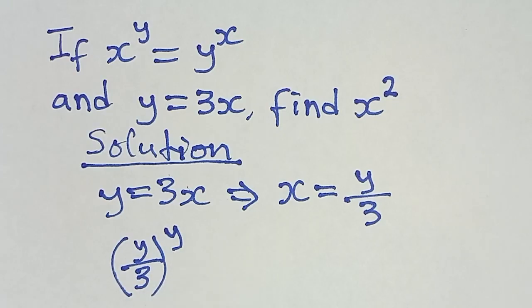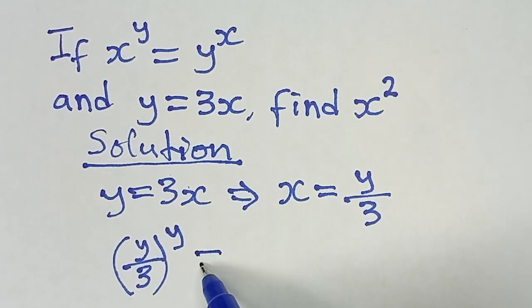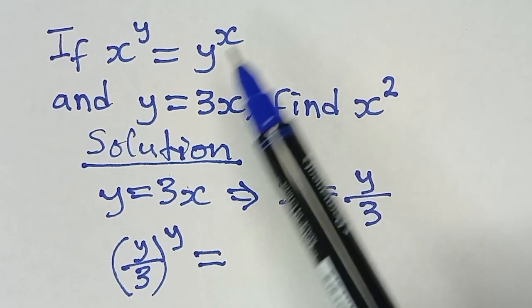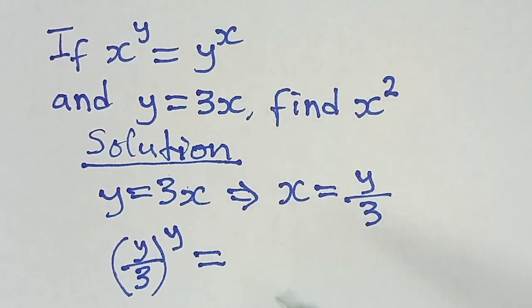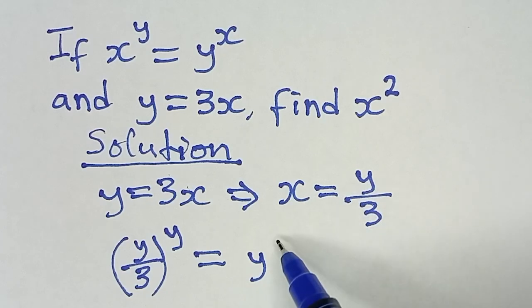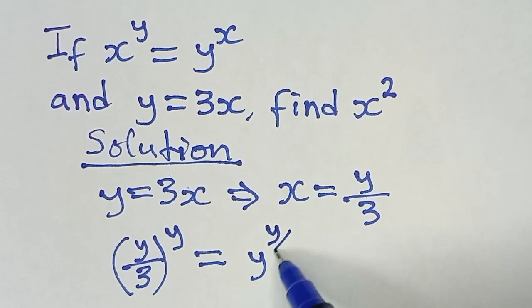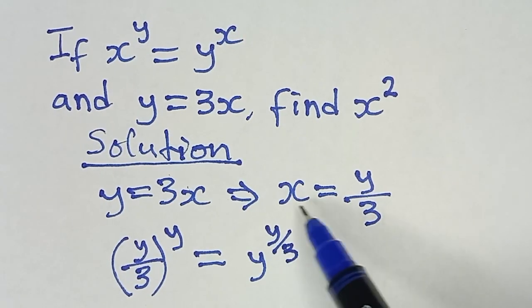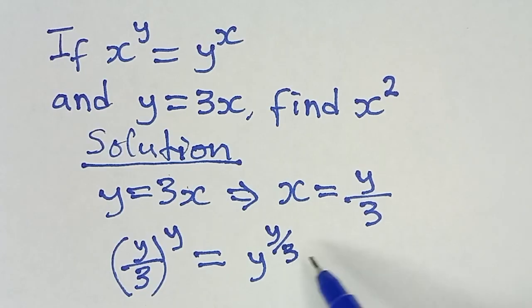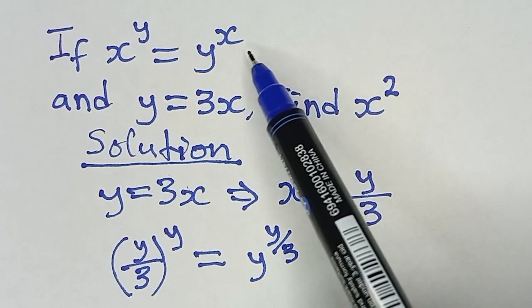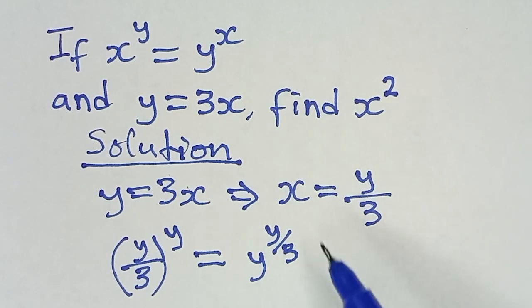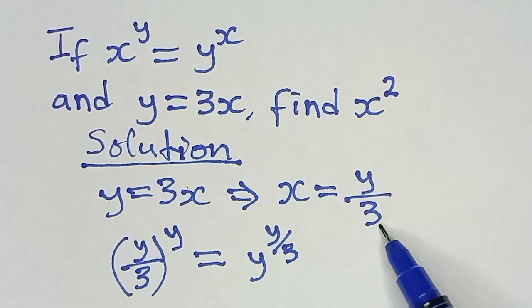And then this is equal to y to the power x. So I'm going to write y, then to the power x. But x is y over 3. So to the power y over 3. That's the value of x, which is y over 3. So in place of x, according to this part, we are going to write y over 3, which is what I've written here.